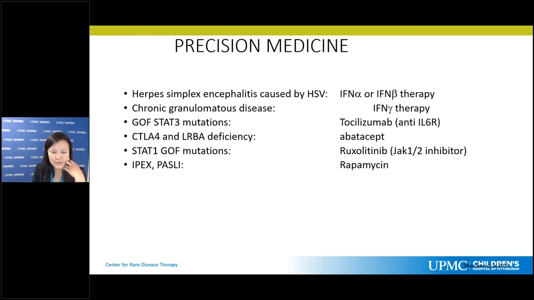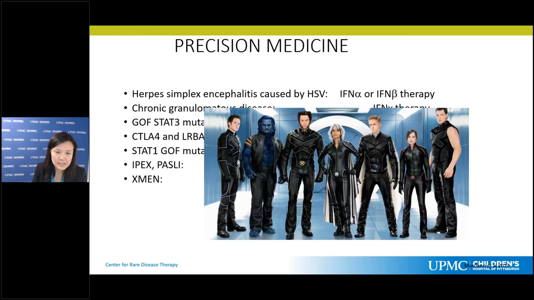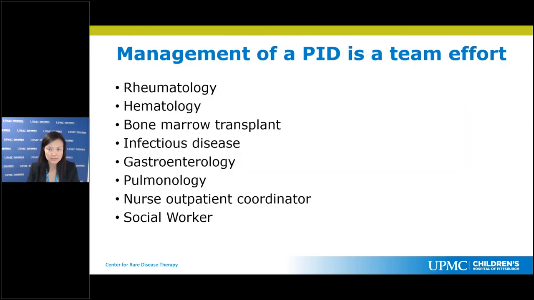And so for IPEX, for PASLI, we have rapamycin. And then I like this disease, it's called XMEN. But to know that there is a disease where you have B-cell defects and susceptibility to EBV that is literally fixed with magnesium, not even like a drug, right? That's what genetic testing can tell you, and that's amazing.